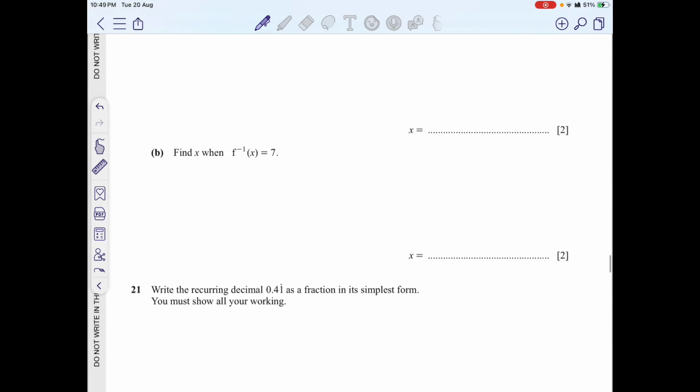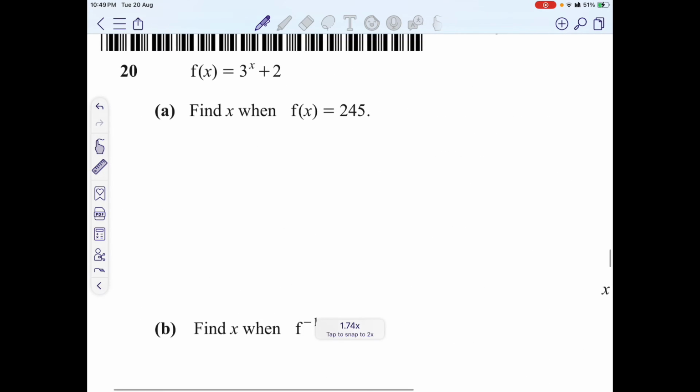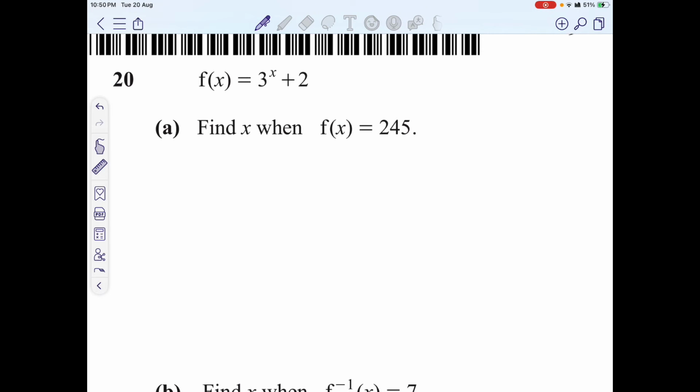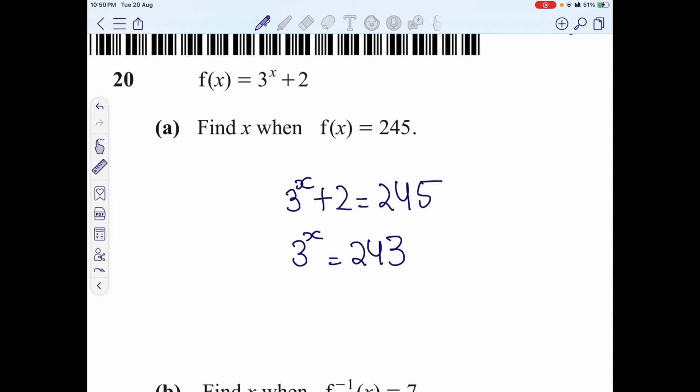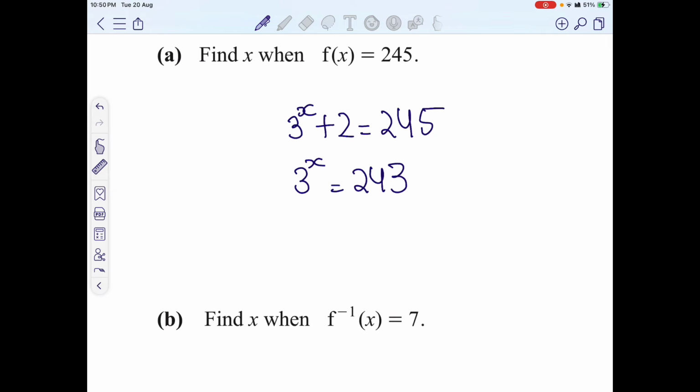Now next up we have a functions question. It says find x when f of x is 245. So basically it says that 3 raised to x plus 2 gives the result 245. So 3 raised to x is basically 243, because we take the 2 to the other side. So we have to find the value that, when put as the power of 3, gives us 243.